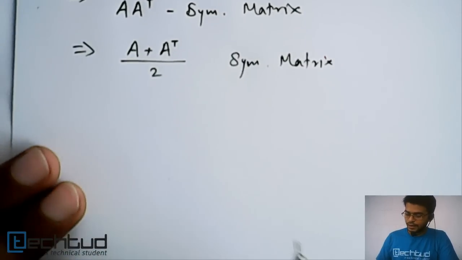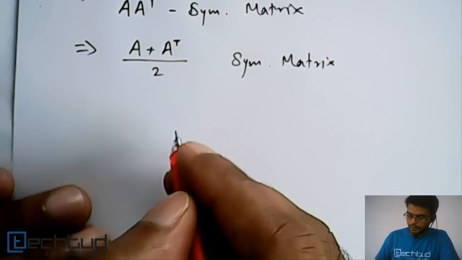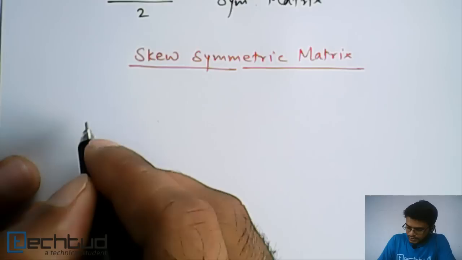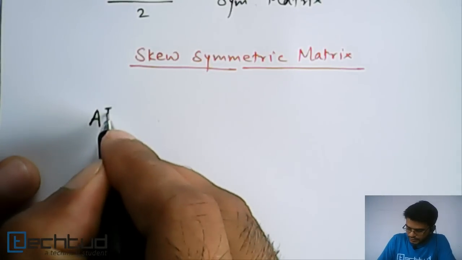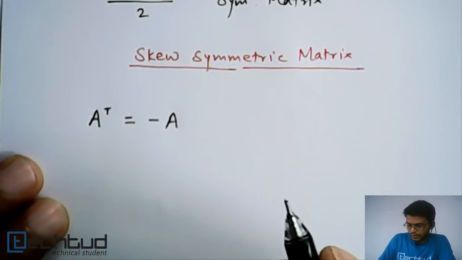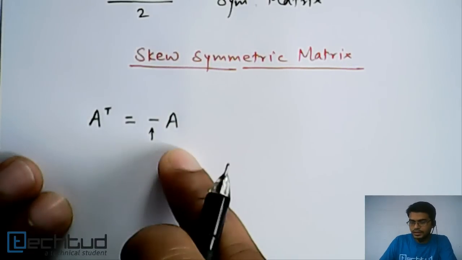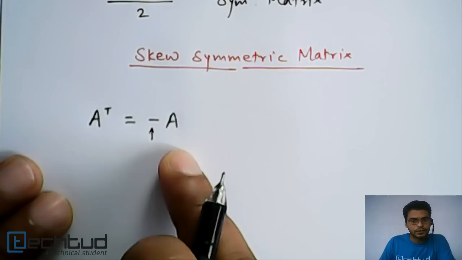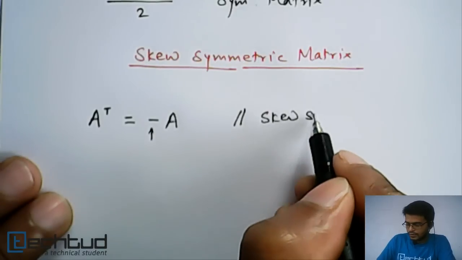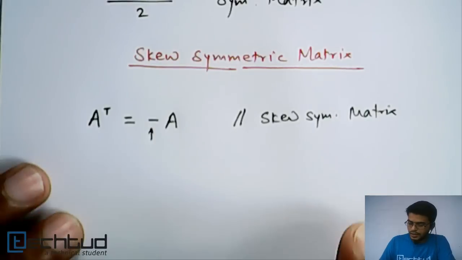Now the next type of matrix is skew symmetric matrix. What is a skew symmetric matrix? Similar to symmetric matrix, if the transpose of a matrix is equal to the negative of the original matrix, okay, the difference is this negative sign. So if the transpose of a matrix is equal to the negative of the original matrix, then we say this is a skew symmetric matrix. Okay, so very simple. I'll have an example here.